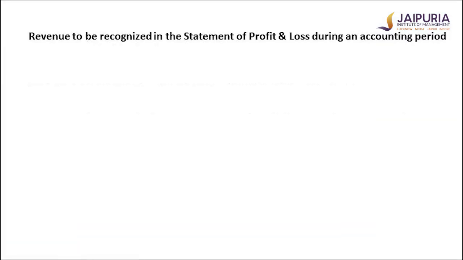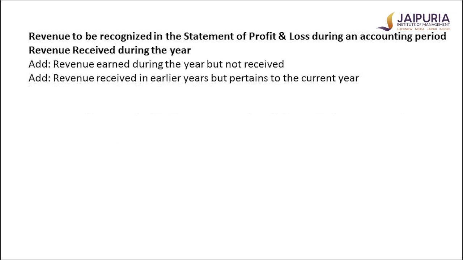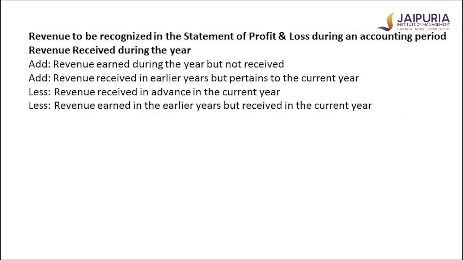Now let's see how to calculate revenue that needs to be recognized in the statement of profit and loss during an accounting period. If you are having revenue received during the year, then we need to add revenue earned during the year but not received. Then add revenue received in earlier years but pertain to the current year. Subtract revenue received in advance in the current year, and then subtract revenue earned in the earlier years but received in the current year.